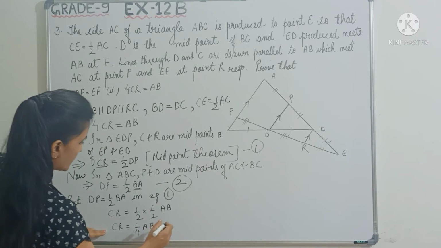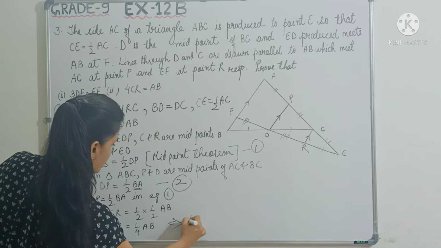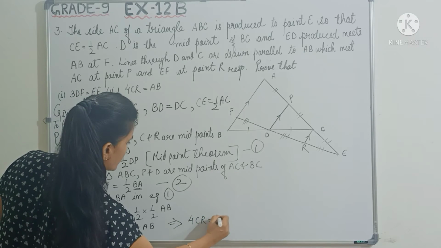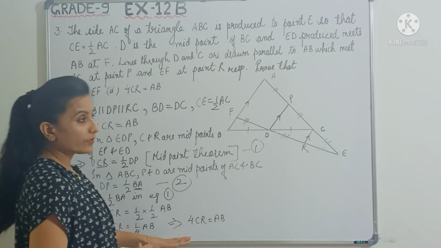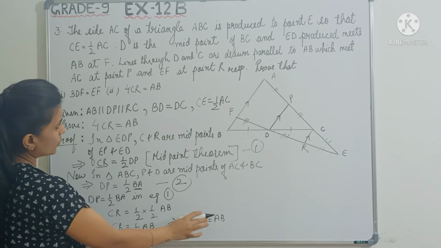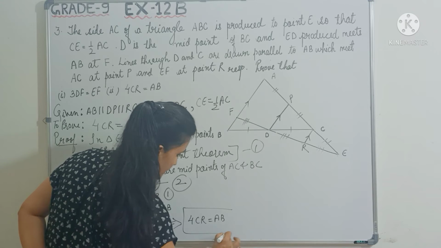So we can cross multiply. When we cross multiply, we get 4 CR is equal to AB. So this is what we have to show, right? 4 CR is equal to AB. So hence proved.